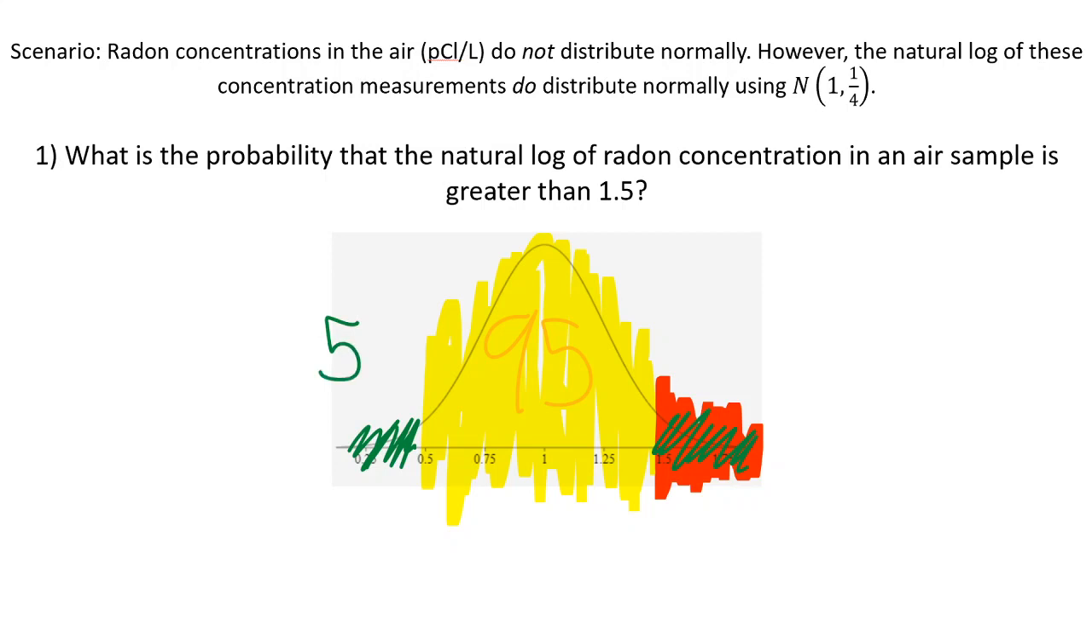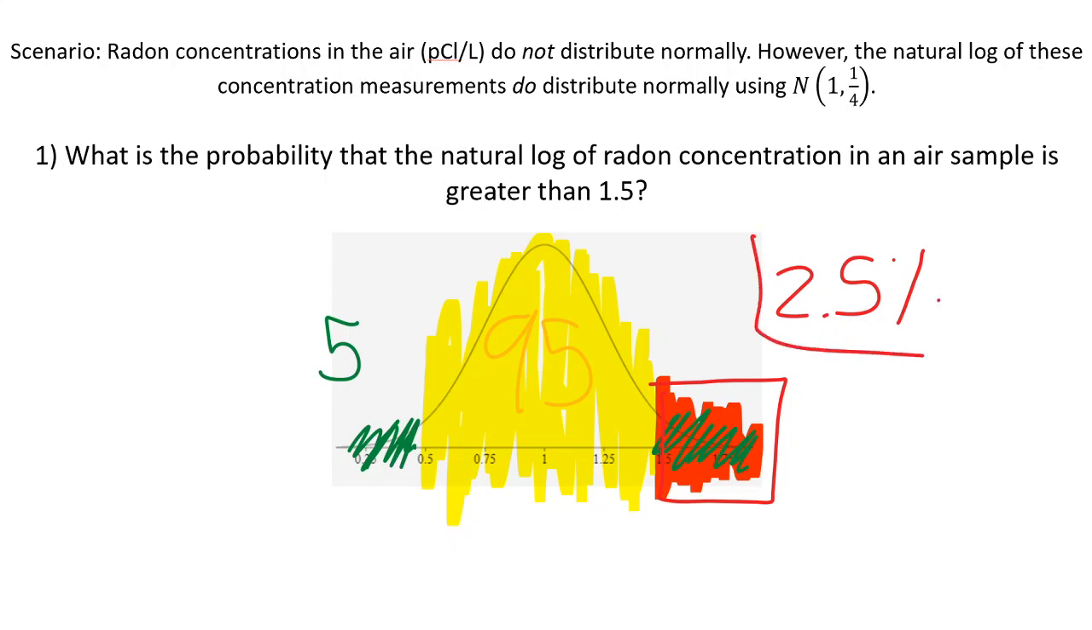because the entire curve has to add up to 100. But I don't want that green area. I just want one of them. I just want this upper region up here. So I'll just cut it in half. Instead of having 2 tails, I want 1 tail. So 5 cut in half is 2.5. So the probability that the natural log of radon concentrations in an air sample is greater than 1.5 is 2.5%.